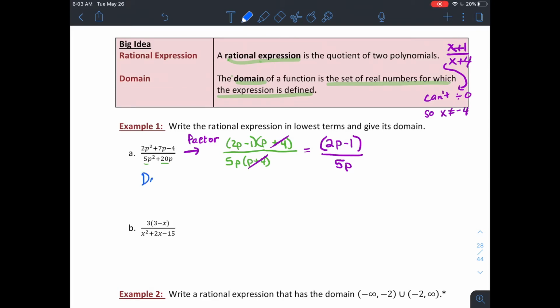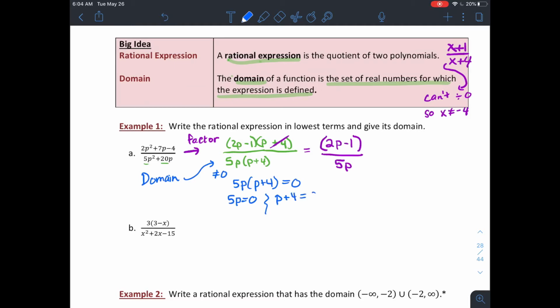Now for the domain, it's easiest to look at your factored version of your original. You can't look at the final because we're talking about the domain of the original expression, and even if some factors divided out, we still need to think about them in our domain. So you can't have the denominator equal to 0, so I'm going to set it equal to 0 and see what I need to exclude.